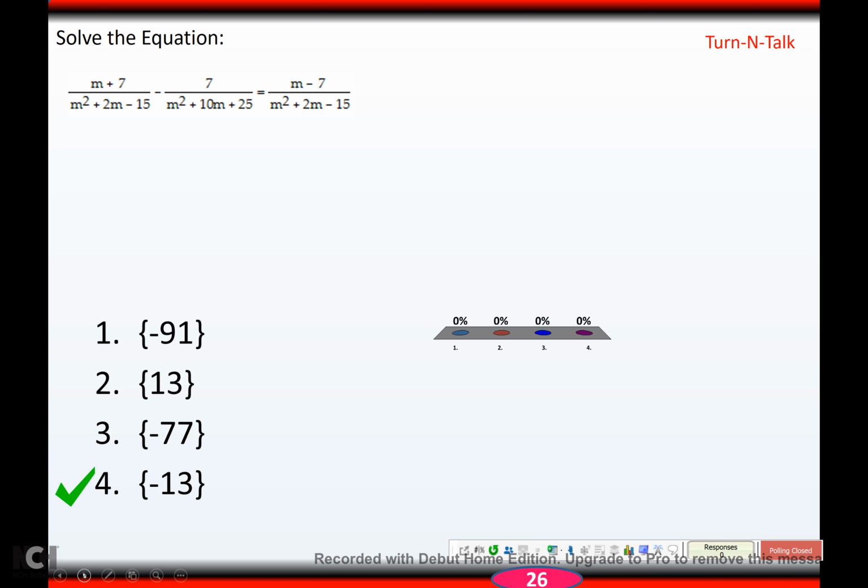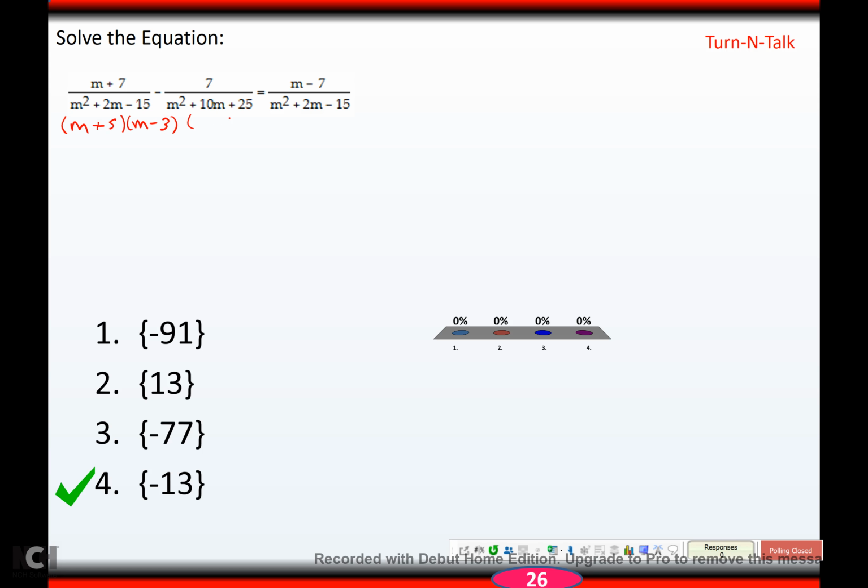And hopefully you got 4. All right, we've got to factor all these bad boys. So if I factor this, it should be an easy factor. M times M is M squared. 5 and 3 would make 2. C is negative, so only the bigger one gets the middle.